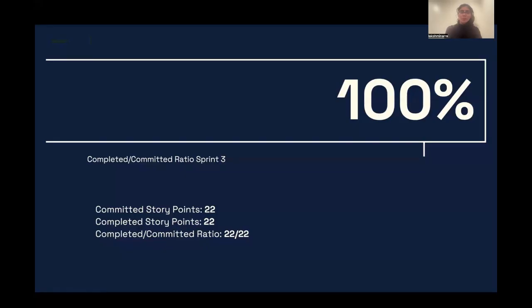The completed and committed ratio for sprint 3 is also 100%, by delivering all 22 committed story points. This highlights strong planning, execution, and collaboration throughout the sprint.